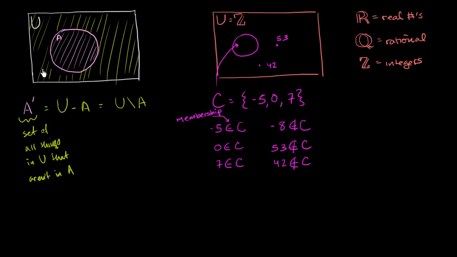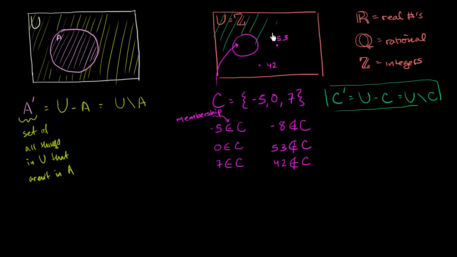Now let's think about C complement, or the complement of C. C complement is the same thing as our universe minus C, which is the same thing as the relative complement of C in our universe. These are all equivalent notation. What is this, first of all, in our Venn diagram? Well, it's all this stuff outside of our set C, right over here.